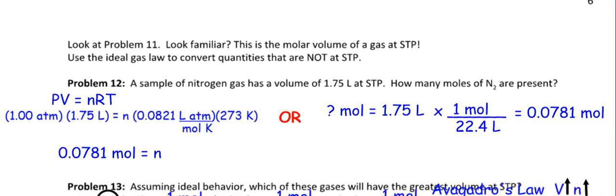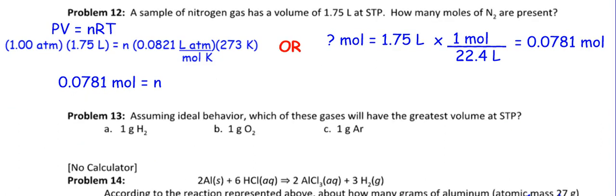Let's see what the next question is. So assuming ideal gas behavior, all right, which of these gases will have the greatest volume at STP? So how are you going to go about doing this? Which will have the greatest volume? We have grams here, okay? So what can grams easily be converted to? Moles. All right, so really what this is asking for is which one has the greatest number of moles? Well, will that help me? Well, it sure will. What did Avogadro say?